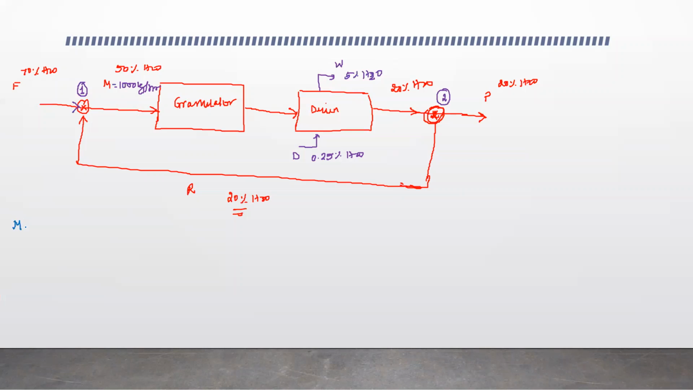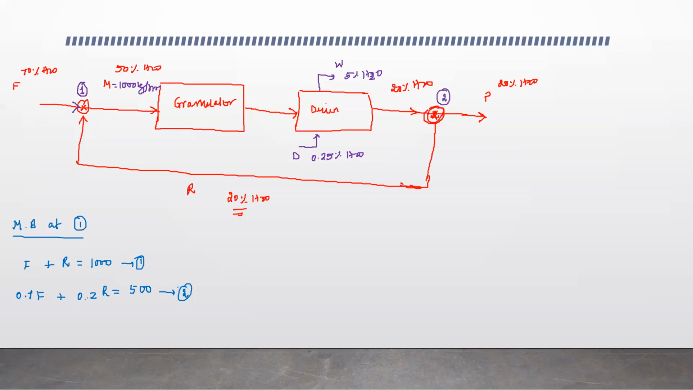So material balance at point 1 gives us F plus R is equal to 1000. That is the overall material balance, equation number 1. And the second equation is going to be for water balance. So that is 0.7 F plus 0.2 R is equal to 50%, so 500, right? 0.5 into 1000. So that's 500. So that is equation number 2.